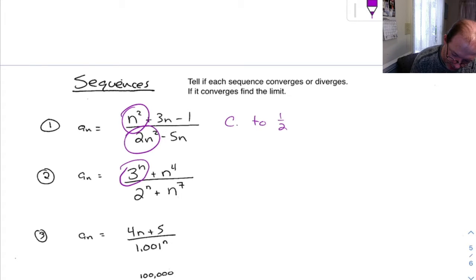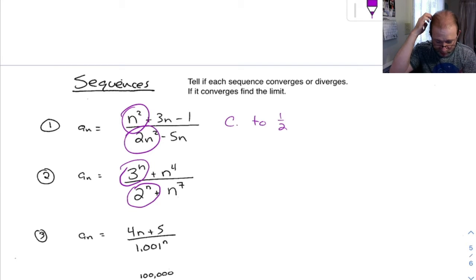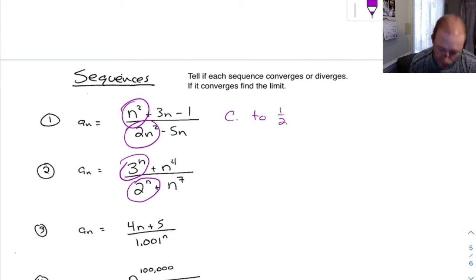This is the dominant term, and down here, this is the dominant term, because in both cases the dominant terms are the exponentials. So we've got 3 to the n over 2 to the n. 3 is bigger than 2, so this is going to diverge to infinity.